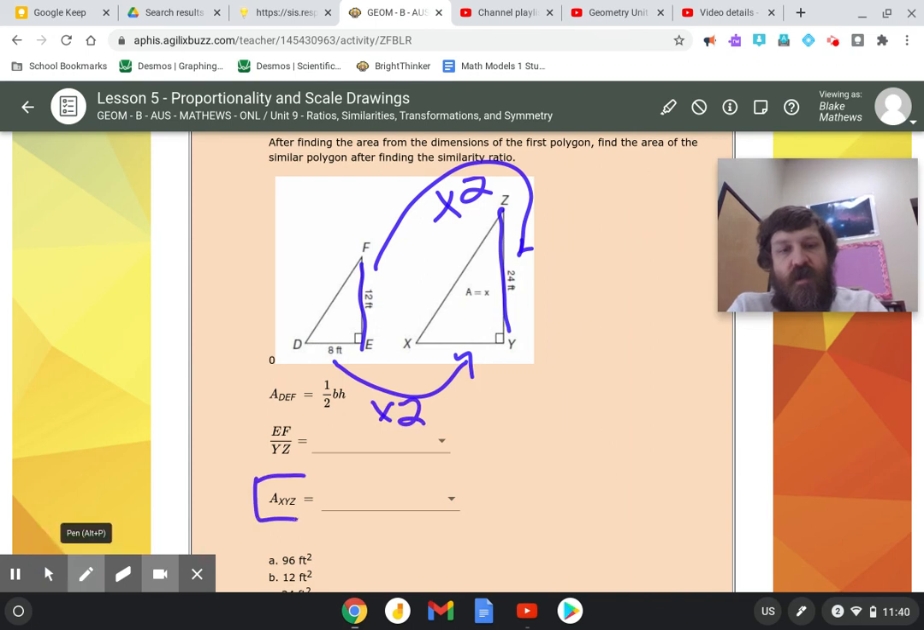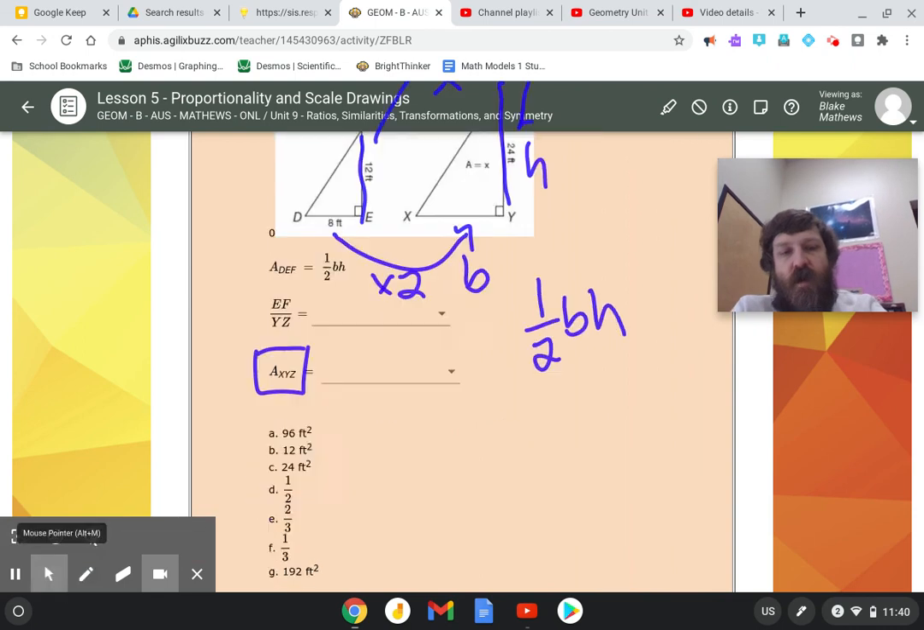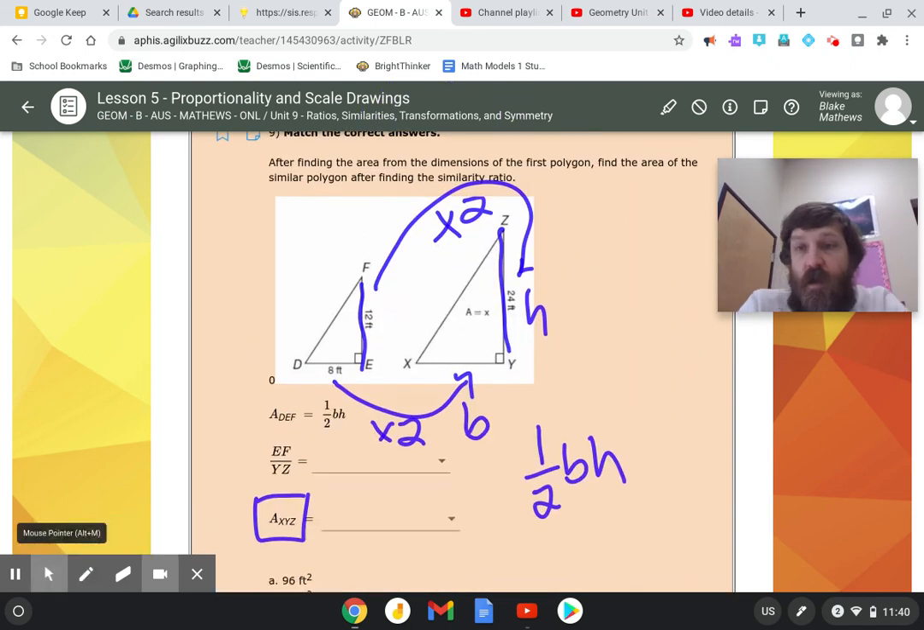And then you need to find the area of the triangle. Remember, the area of a triangle is 1/2 base times height. This is the height. This is the base down here. So use those 2 values to calculate the area of triangle XYZ. And that's pretty much it.